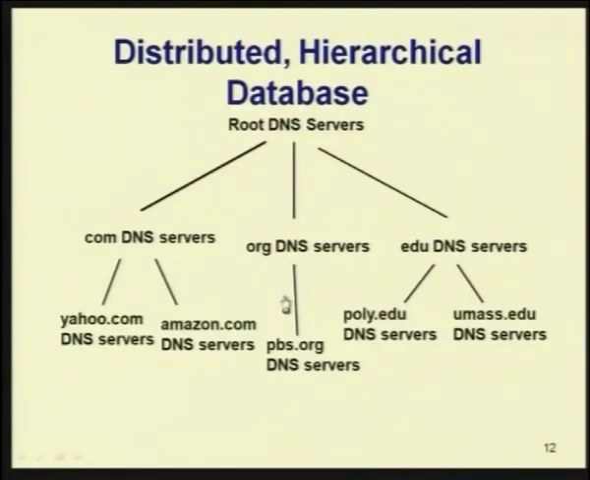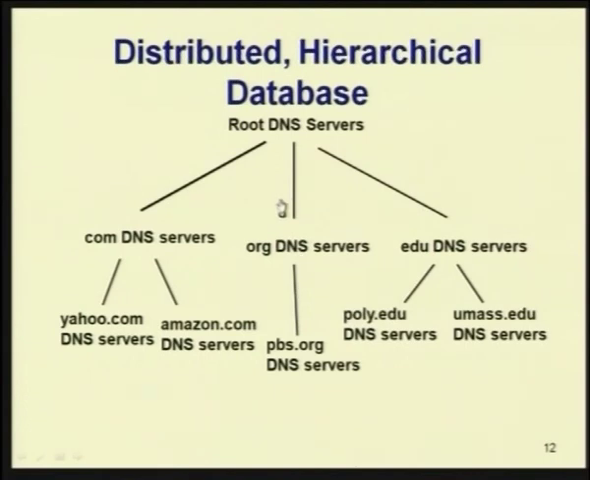And corresponding to the names that we talked about, you would have servers there. So, we talk about the root DNS server. Under the root DNS server you have various servers, the com DNS server, org DNS server, edu DNS server and so on. These DNS servers in turn will have information about the different servers which exist under them. So, you have poly.edu, umass.edu and so on. Under the org server you may have the pbs.org DNS server and so on.